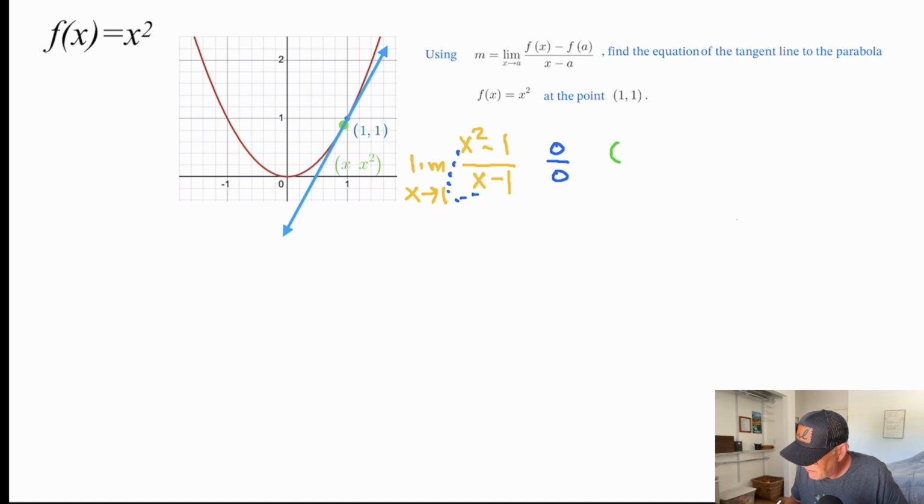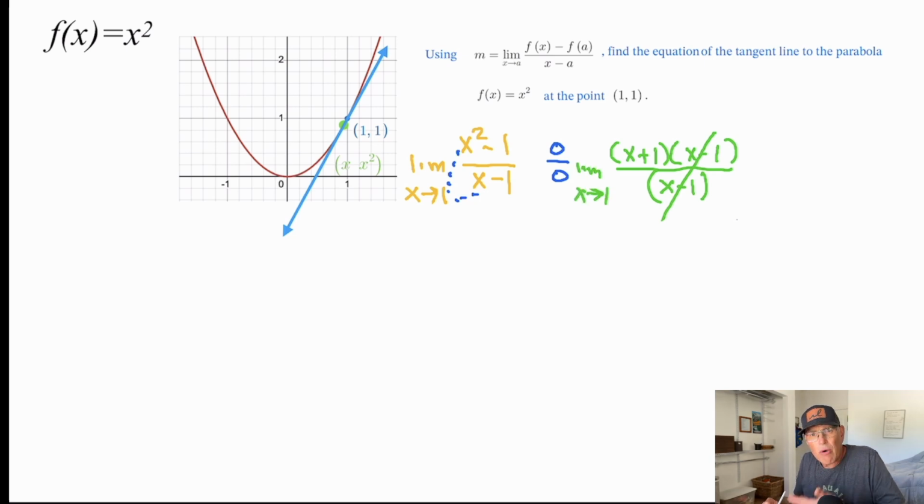So the top factors to x plus 1 and x minus 1. And the bottom remains x minus 1. Well, those will cancel. Now let's try our limit again. Limit as x goes to 1. Now when I substitute 1 in this time, 1 plus 1 is 2. So according to this definition, the slope of this tangent line right here is 2.